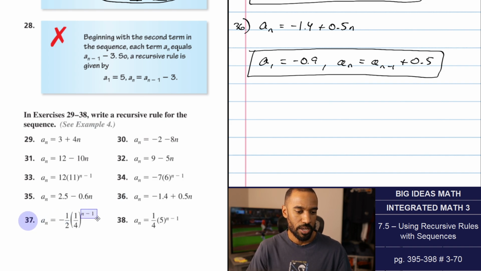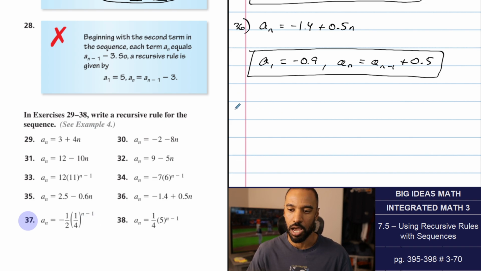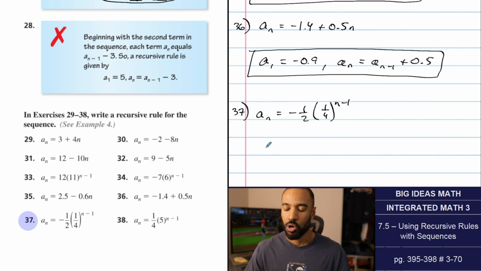It's an exponential. It is an n minus 1. Therefore, that first term is the number you see in front, and the common ratio is always the number you see that's the base of the exponential portion of this equation. So the first term is -1/2, and 1/4 is your common ratio.